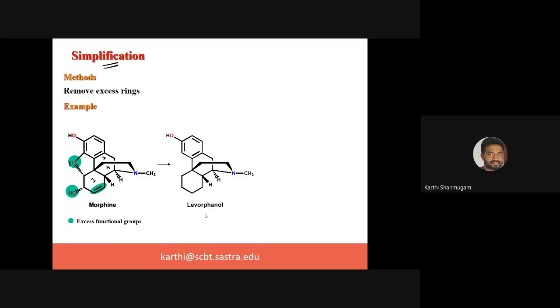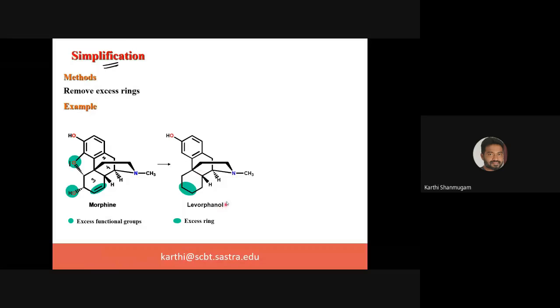So that's why we can expect, right? So you had to think. So we have levorphanol. Now the question is, this molecule is still complex. We cannot that easily synthesize the molecule. So what we have to do is go for further simplification, right?